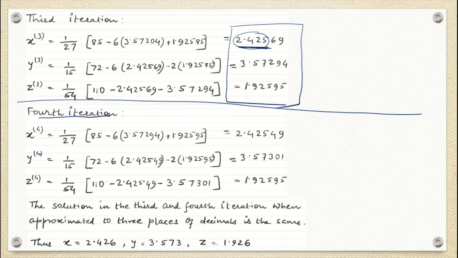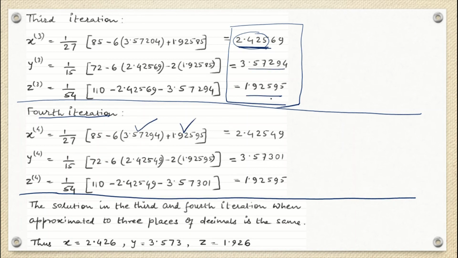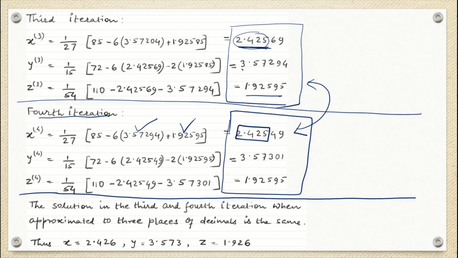Same thing we are going to perform here also. I'm going to use the new values of y and z, that means these values of y and z. Finally, I got some new values of x, y, z. Now I will compare these values from the third and fourth iteration. Are they the same up to 3 decimal places? Here we see that x after the third iteration was 2.425, and x after the fourth iteration is 2.425. So they are the same. For y, this is 3.572, this is 3.573, and then z is 1.925, 1.925. So here we can stop actually.